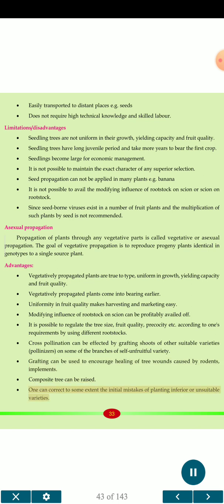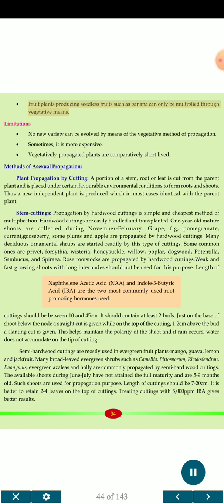Composite tree can be raised. One can correct to some extent the initial mistakes of planting inferior or unsuitable varieties. 34. Fruit plants producing seedless fruits such as banana can only be multiplied through vegetative means. Limitations. No new variety can be evolved by means of the vegetative method of propagation. Sometimes, it is more expensive.